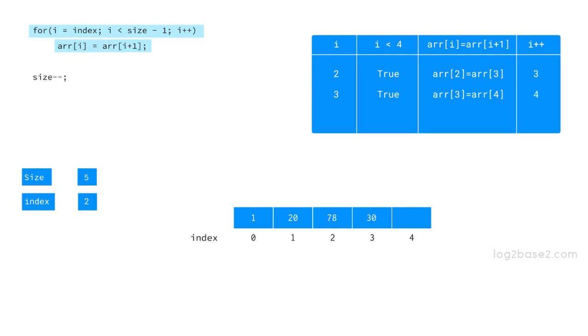Now incrementing, i becomes 4. Now it checks if 4 is less than 4. Condition is false, so control comes out of for loop and executes size minus minus, which will delete the last location of the array. So that's it.